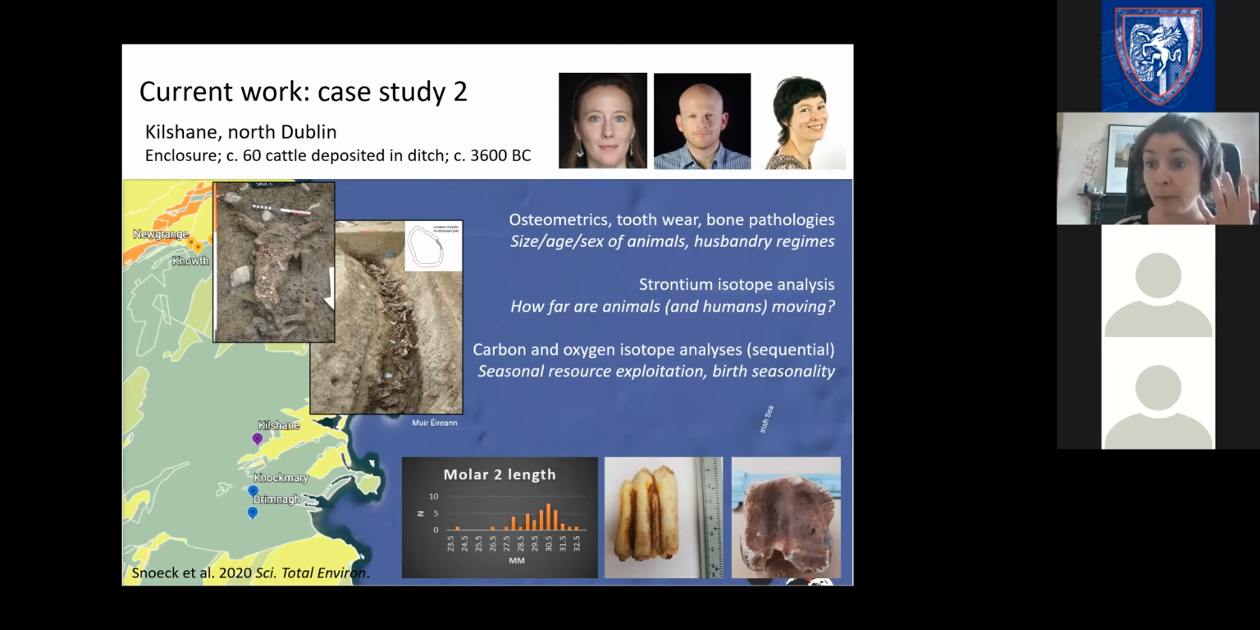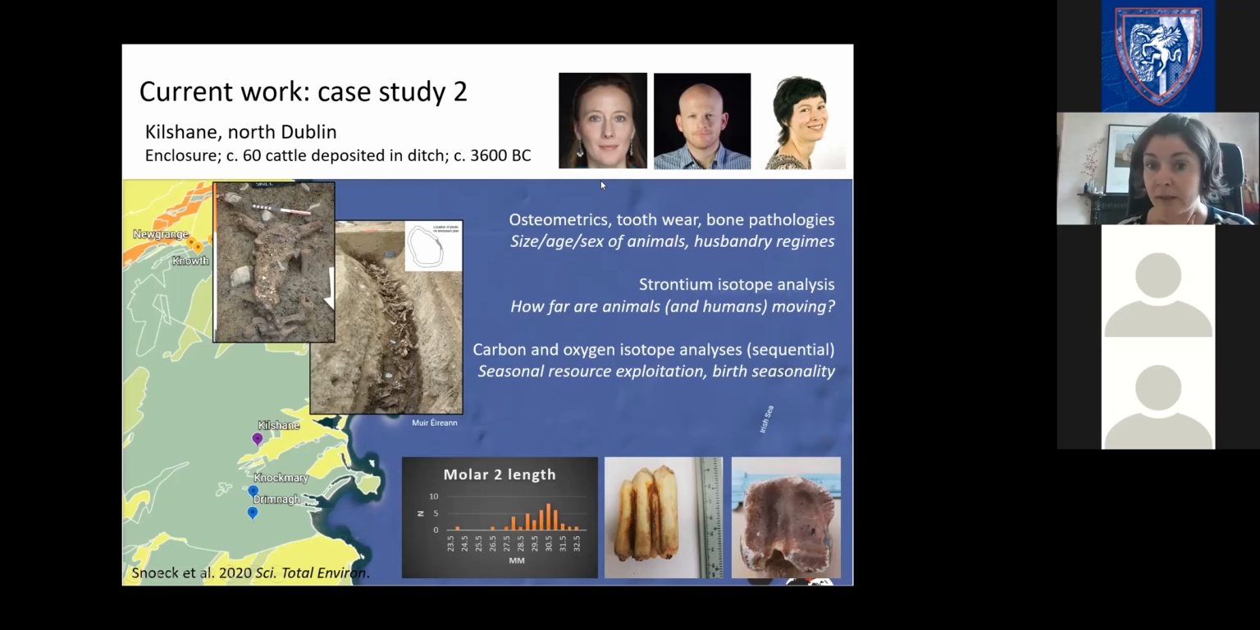This is one of the big sites where a large collection of animal bone has been recovered, and nearly 60 cattle are found to have been deposited in this ditch. Again, the dating is patchy because the collagen is quite poor in this assemblage. When they tried to date the bone, they didn't get a hit rate, so we're trying other strategies to date that now. But if you look at where Kilshane is in North County Dublin, it's about 20-25 kilometres from the Boyne Valley and places like Newgrange and Knowth. So it's in an interesting position.